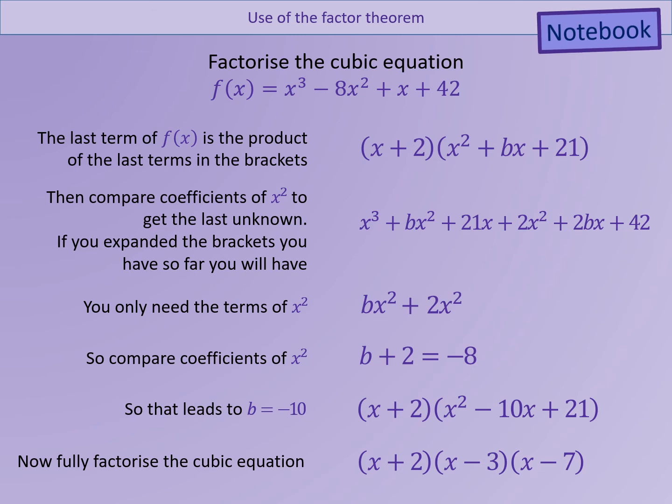In fact, you could look at either one of those and then use the second one as a check to make sure you've done it right. But at the end of the day, if you look at your three factors, if you find the values of x that make those brackets equal to 0 and replace them into the cubic, you will find that they all equal 0.